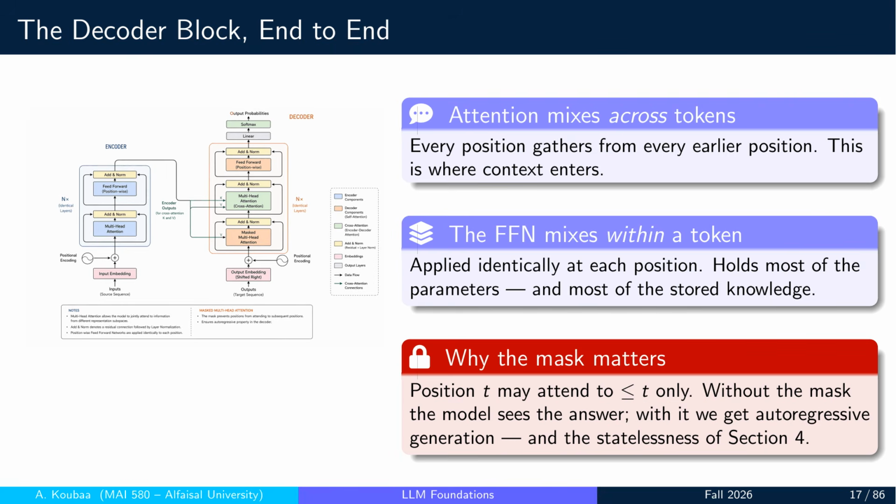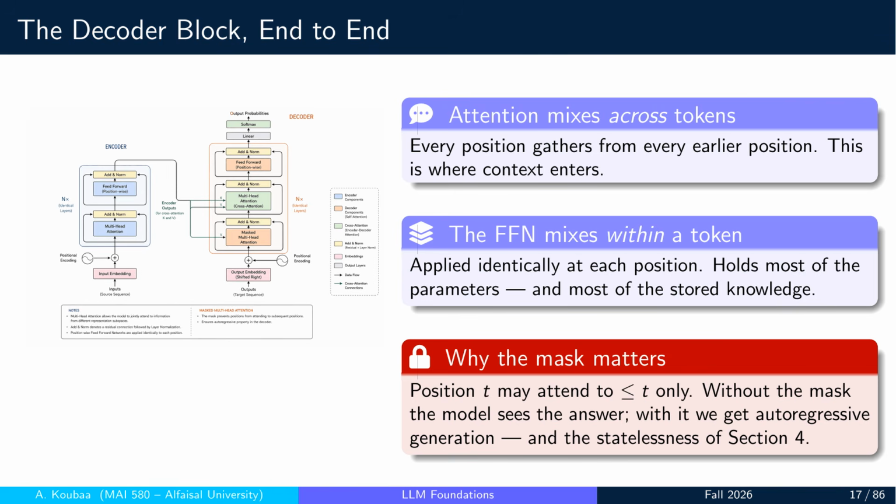Now the systems question, and it is the one this course actually cares about. What does it cost to use this repeatedly? A decoder block repeats two kinds of mixing, and the slide separates them clearly. Read the first block. Attention mixes across tokens. Every position gathers from every earlier position. This is where context enters the model.